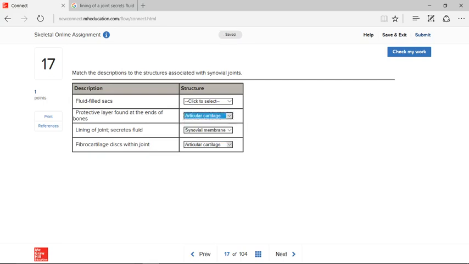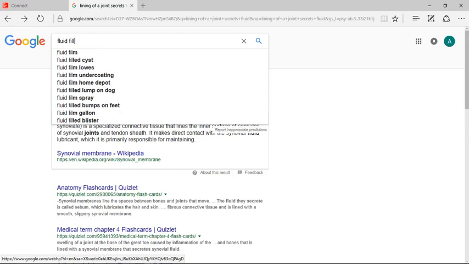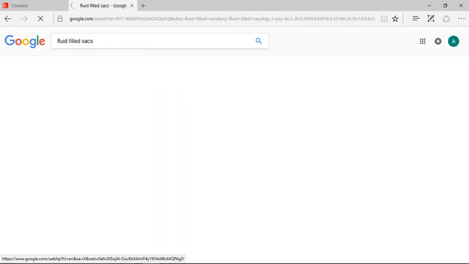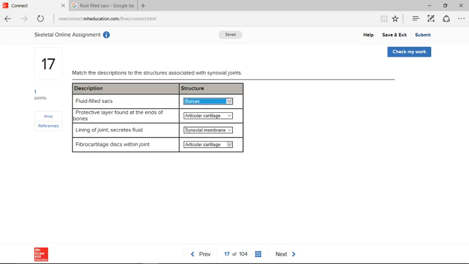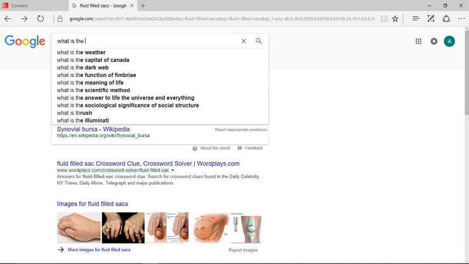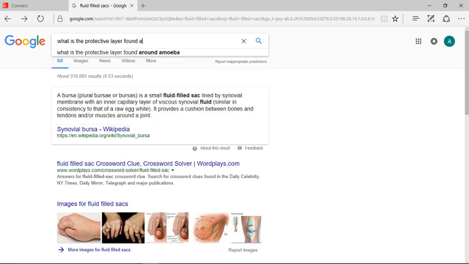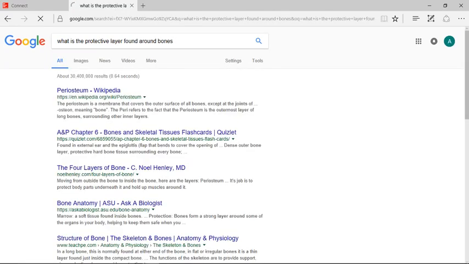Now we got something wrong here, because I know for a fact that something's wrong. What are fluid-filled sacs? Bursae. I feel like that's it. Fluid-filled sacs are bursa, or bursae for fluid sacs, because AE is plural. Protective layer found at the ends of bones. That has to be. That has to be articular cartilage.